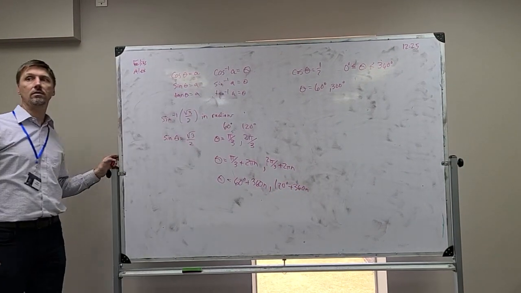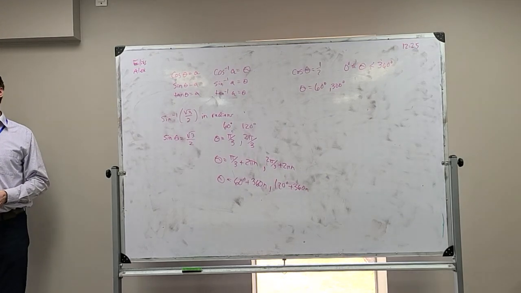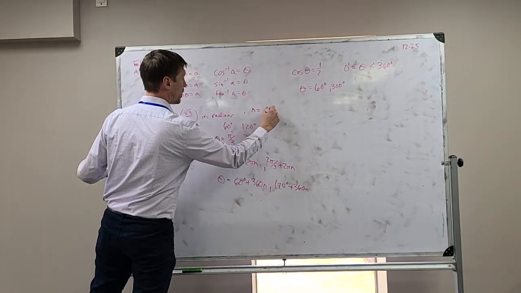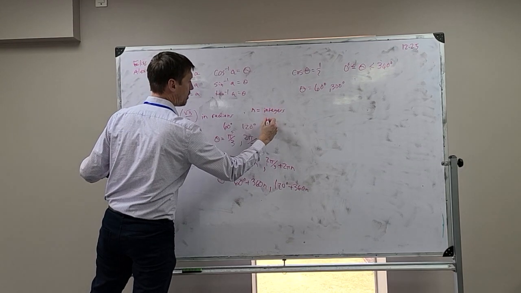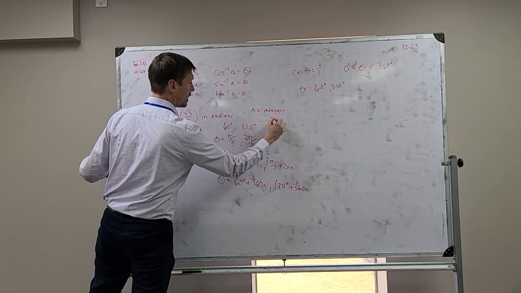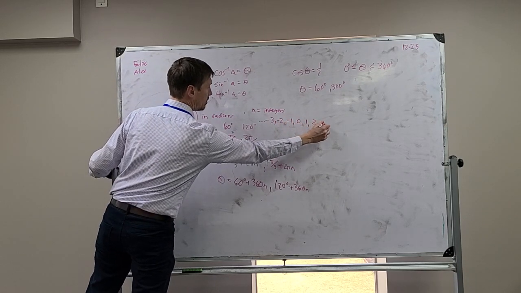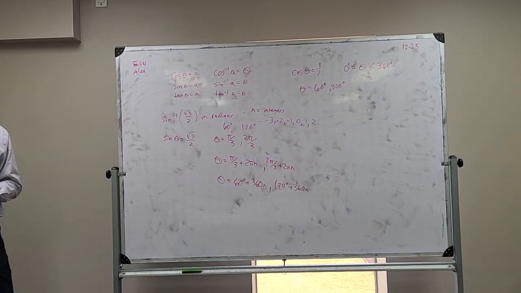Does that make sense to you guys? The n is just an integer. If you remember what integers are, it goes from infinity that way, -3, -2, -1, 0, 1, 2, and so on. They're the actual numbers that we like to use.